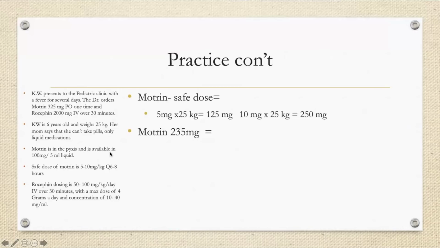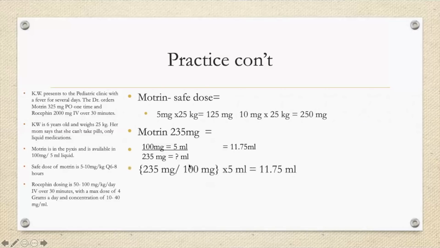And in the Pyxis, it's available, as we said, 100 milligrams to 5 milliliters of liquid suspension. So exactly how much are we going to give? Well, we can use that ratio method. 100 milligrams equals 5 mils. So 235 milligrams is going to equal how many mils? Well, cross multiply: 235 times 5 divided by 100. It's going to give you 11.75 milliliters.